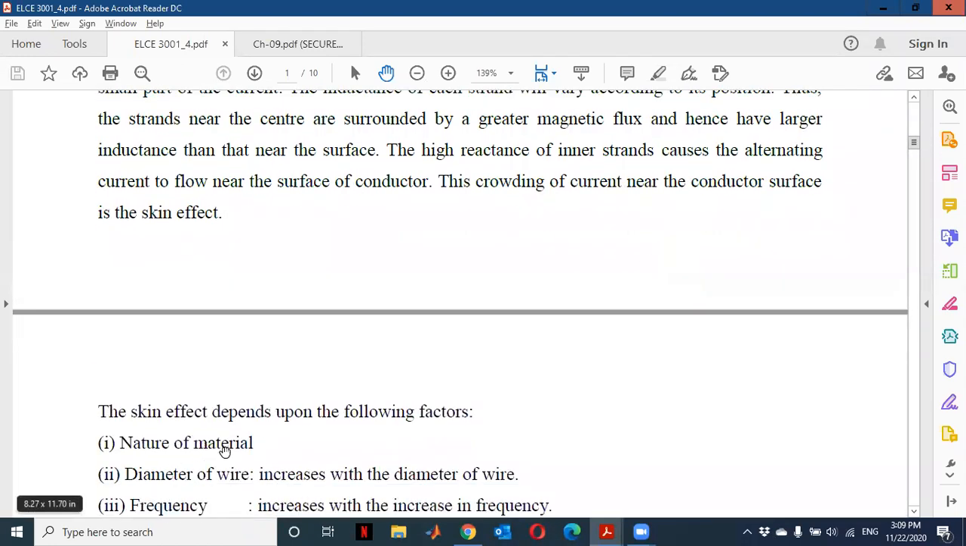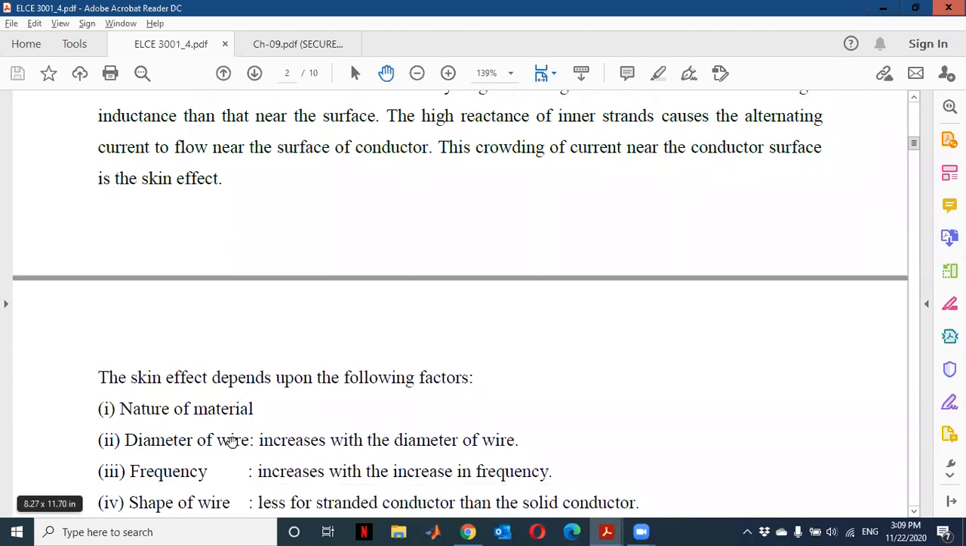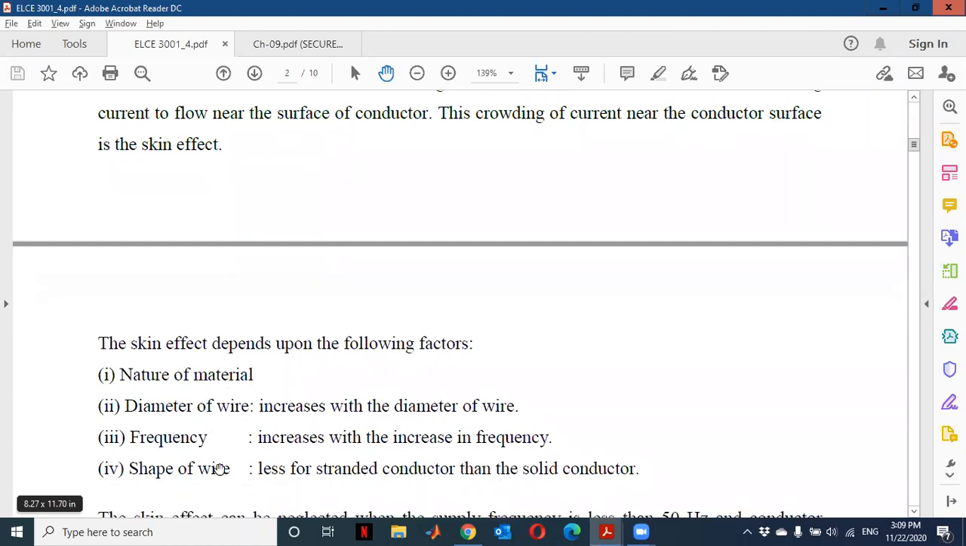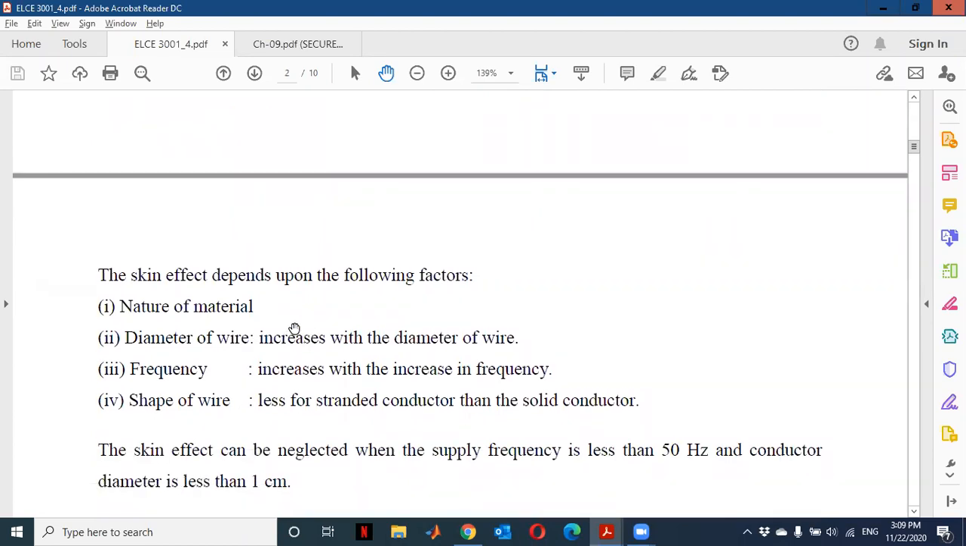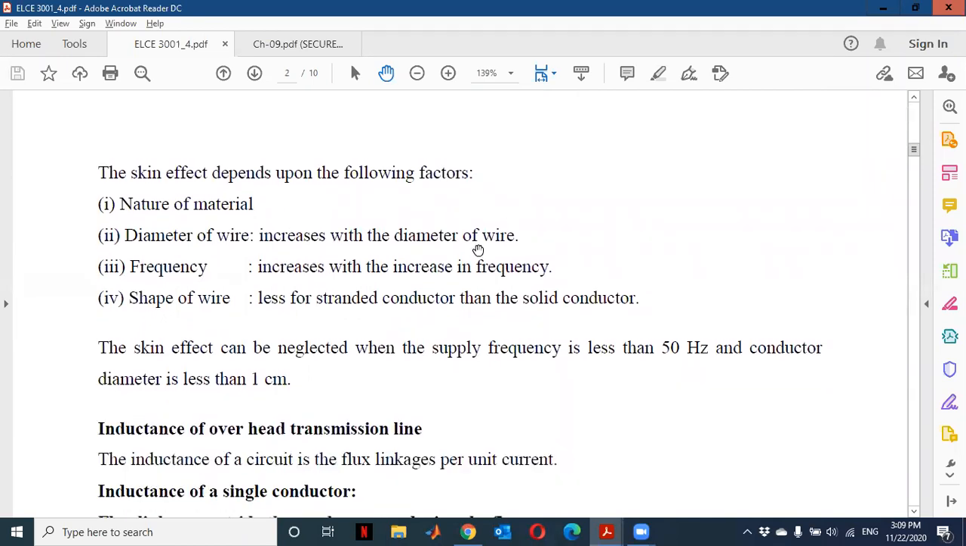First, nature of the material. Diameter of the wire. If we increase the diameter of the wire, then the skin effect will be increased. Frequency. Skin effect increases with the increase in frequency and shape of the wire. If we have frequency less than 50 hertz and conductor diameter less than 1 centimeter, we can neglect the skin effect.